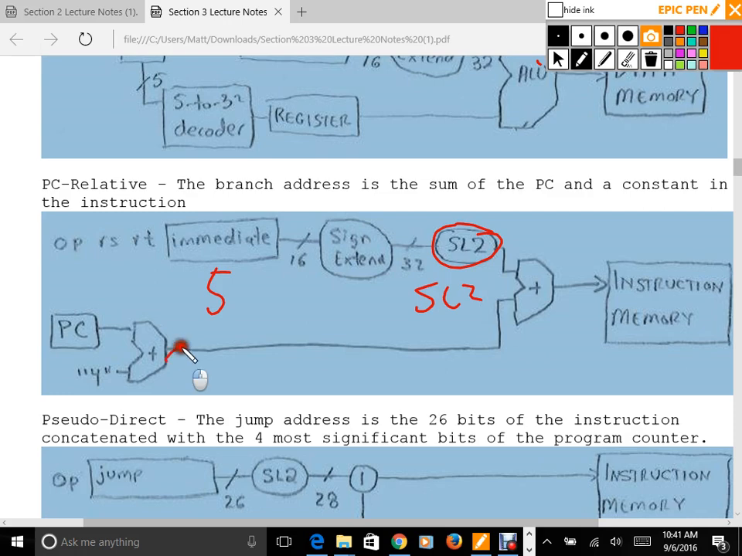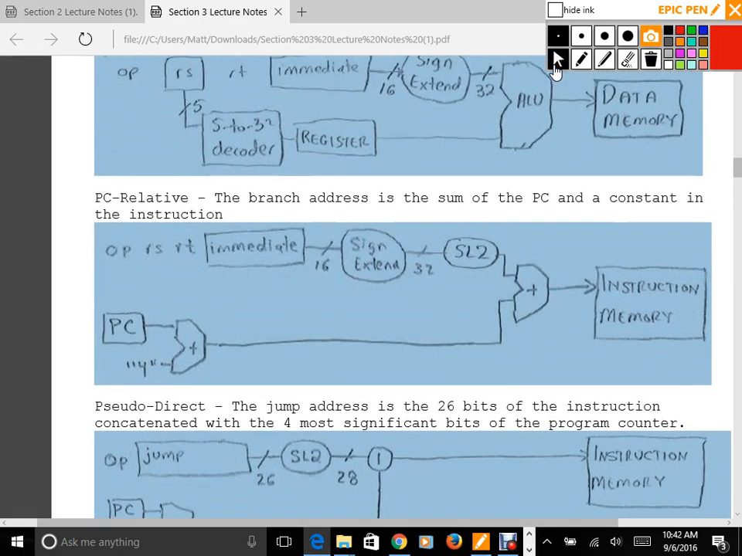So this becomes 4 plus 20, so 24. We get to the 6th instruction, which happens to be the instruction after the branch for the if statement. Does that make sense? That's why we do it. You add them together, and then you go back to the instruction memory. That tells me where the instruction is. So the definition here, PC relative, is the sum of the PC and a constant in the instruction.